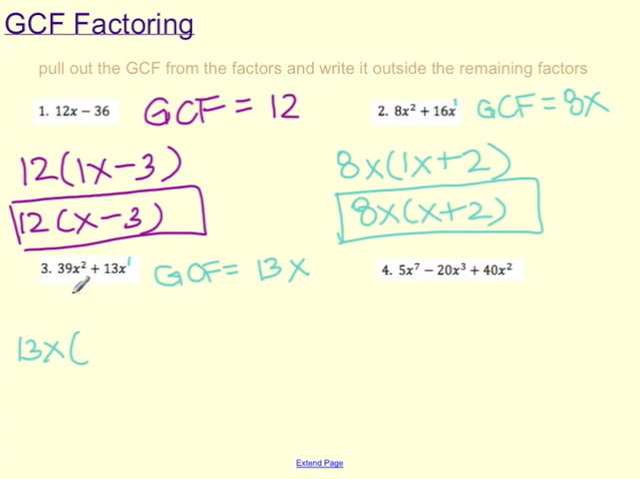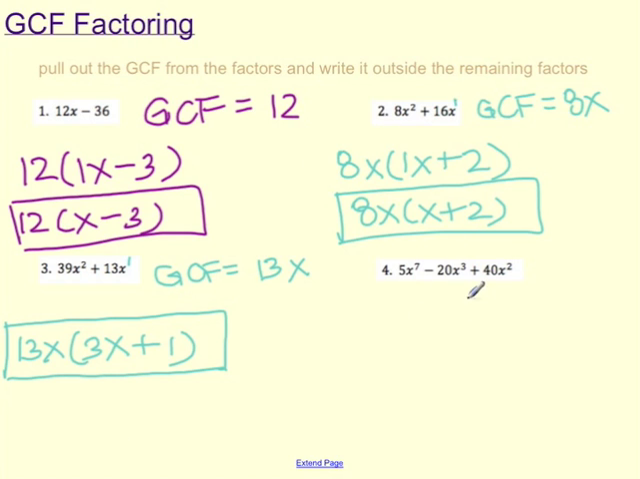I write that in front. 39 divided by 13 is 3. So there's 3. X times what gives you x squared? X. And 13x times what gives you 13x? Well, 1. Don't forget that 1. It's holding the place, so you don't forget that that piece is there. Okay, there's my answer for 3.